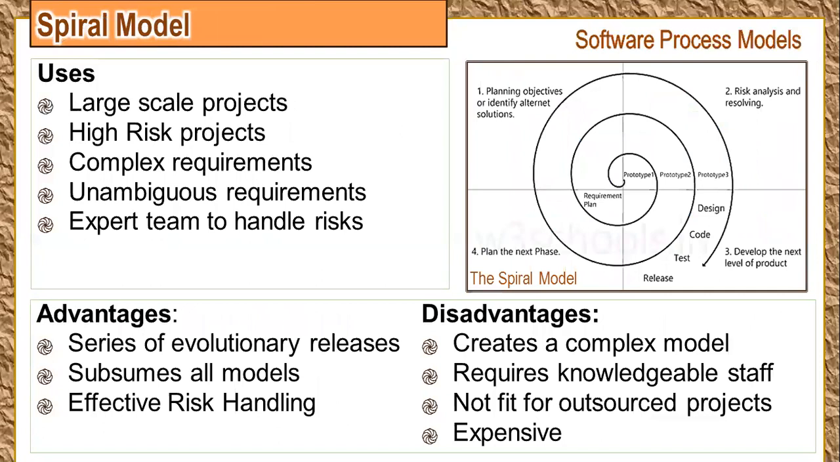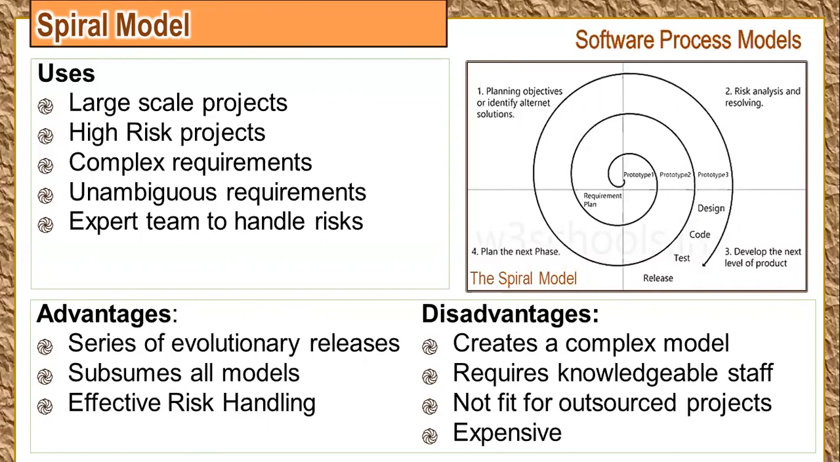Next, we will move on to the spiral model. The spiral model is also an evolutionary model. It couples the iterative prototype model with the waterfall model. How that works, we will be seeing in a short period of time. The spiral model supports rapid development and is very efficient at handling risks.